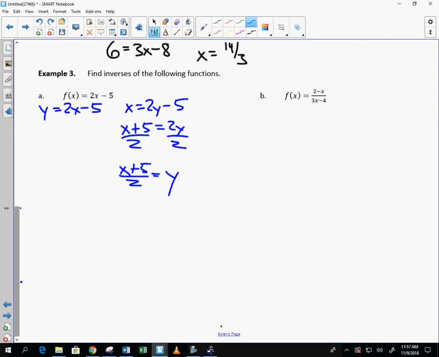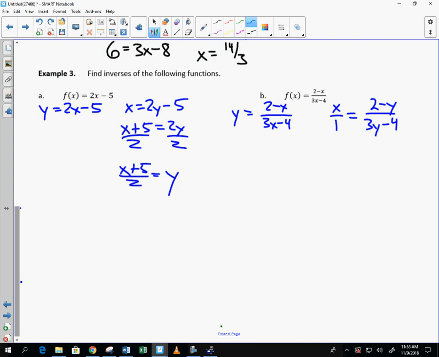Look at the next one. This is more complicated, isn't it? We get y equals 2 minus x over 3x minus 4. What we're going to do is switch those x and y values so that we have x over 1 is equal to 2 minus y over 3y minus 4. Oh, no. We need to solve for y. Unfortunately, there are two y's. What do we even do? Dano is saying that we cross multiply.